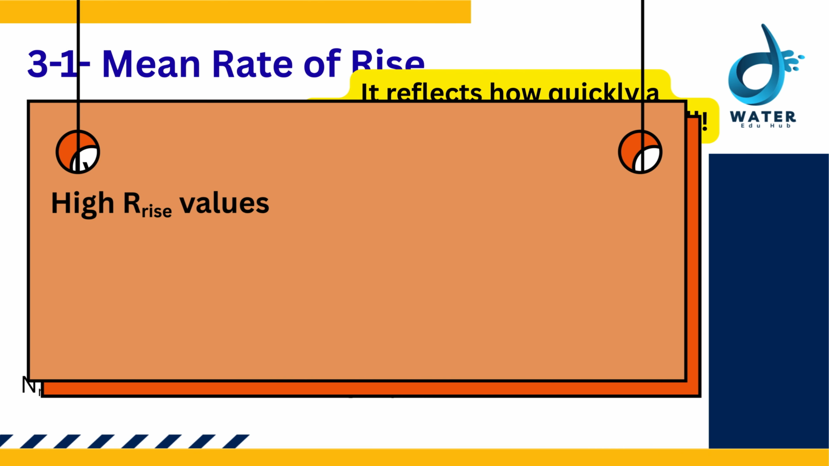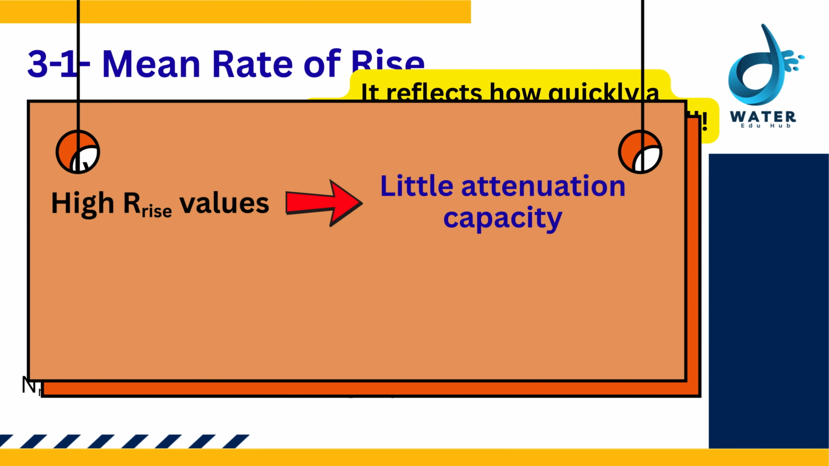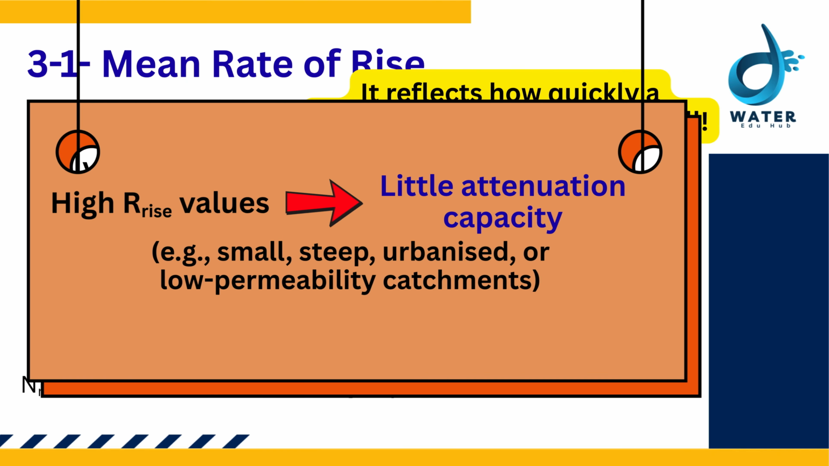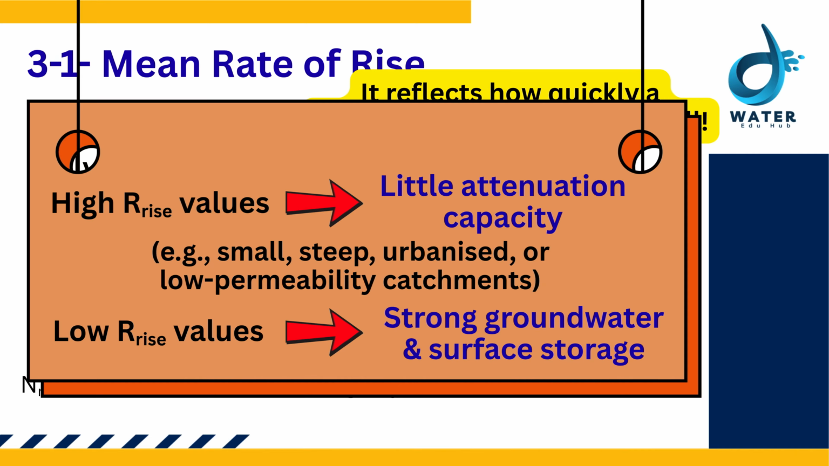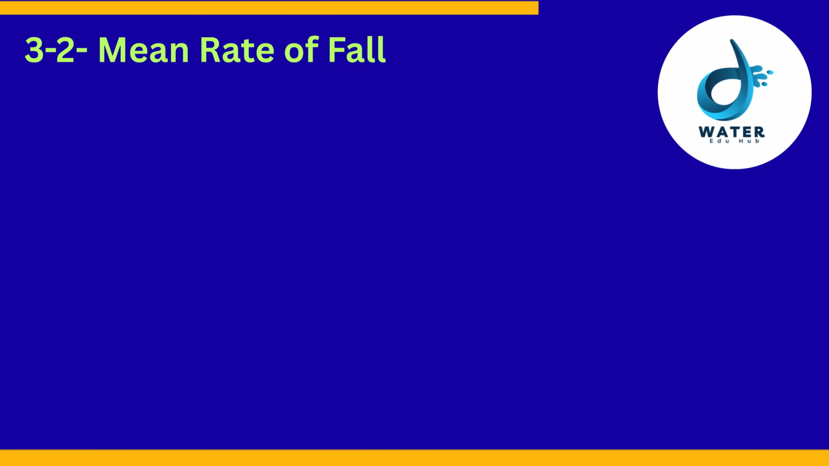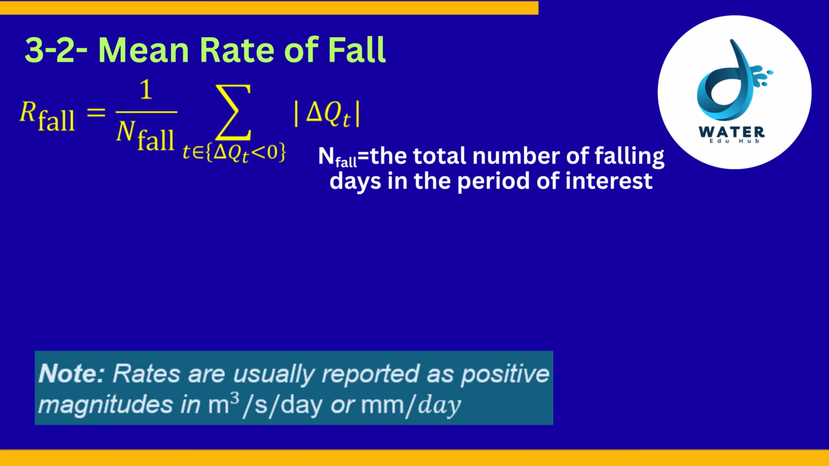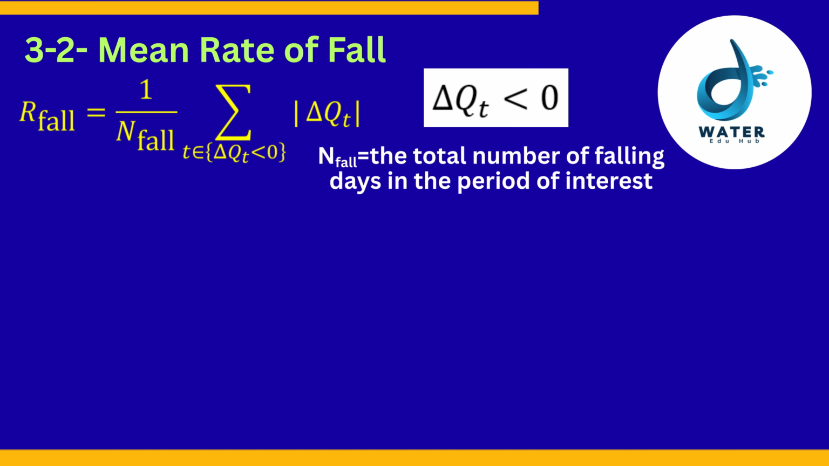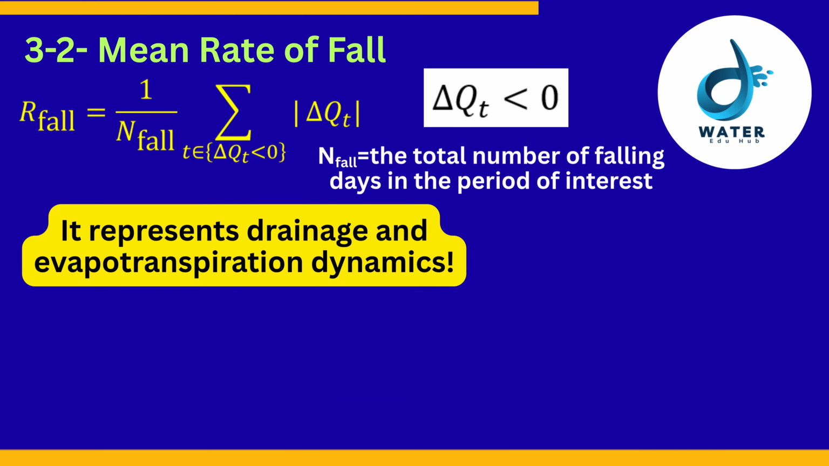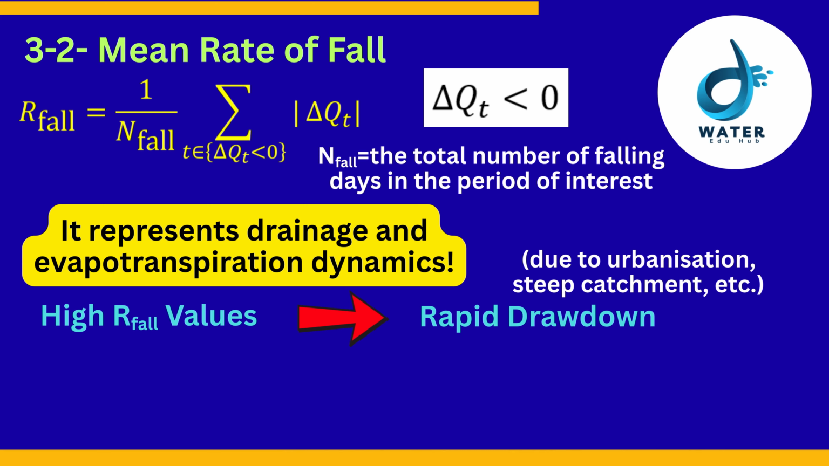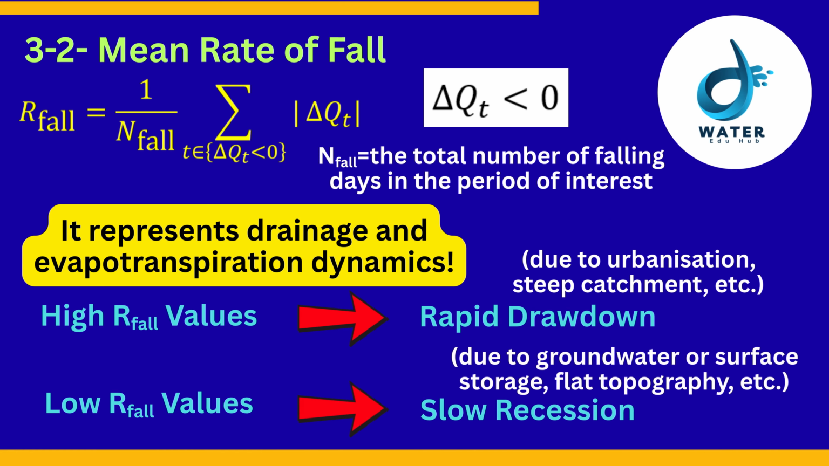High rate of rise values indicate a catchment with little attenuation capacity, typical of a small, steep, urbanized, or low-permeability catchment where overland flow dominates. Low rates of rise reflect strong groundwater or surface storage. The mean rate of fall, on the other hand, is calculated only over days where streamflow decreases, or delta Qt is negative. It represents drainage and evapotranspiration dynamics in the catchment. High values of rate of fall indicate rapid drawdown, while low values indicate a slow recession.